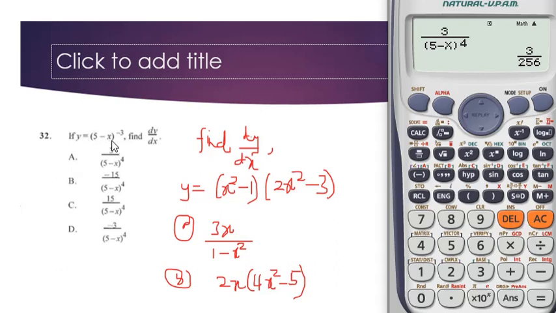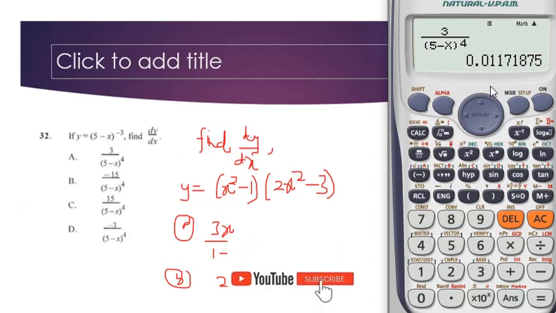You could notice that A is the corresponding answer for this question. We have 0.012, right? Yes. So in order to check whether A is truly the correct answer, you can also verify the other options.